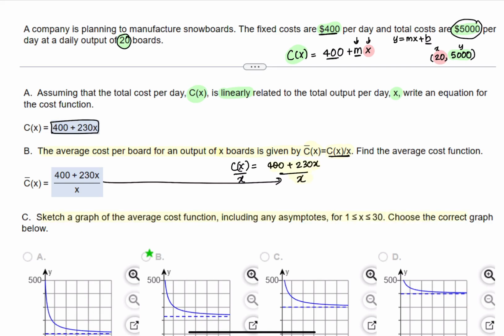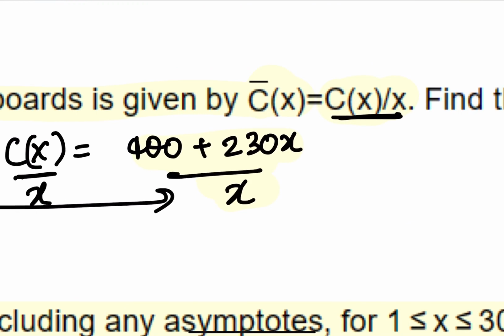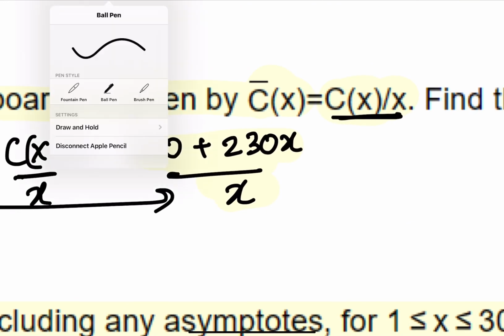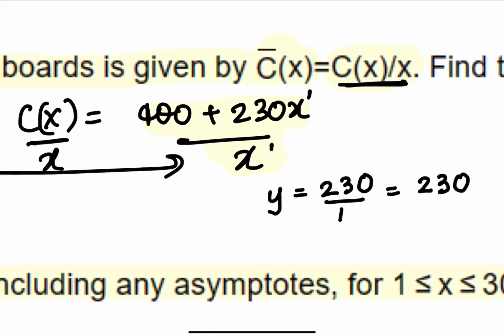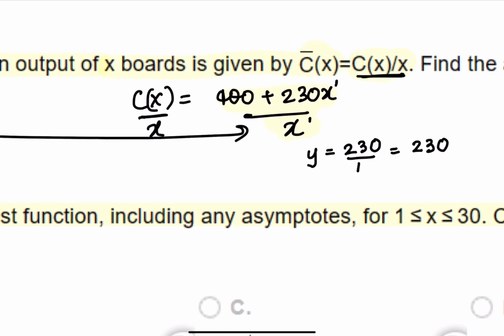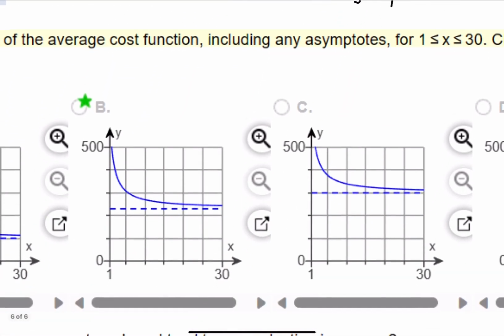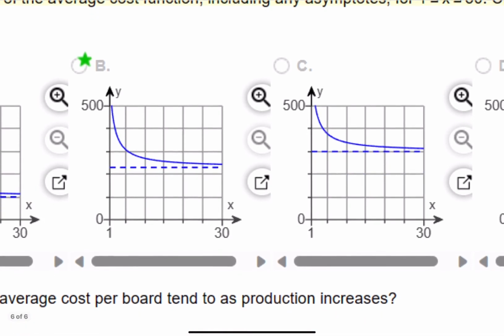Now look closely here. This is a rational function. And the power of the numerator is the same as the power of the denominator. When the power of the numerator is the same as the denominator, my horizontal asymptote is simply going to be the coefficient of the top by the coefficient of the bottom, which is 230. That means I know that my graph has to have a horizontal asymptote at 230. Let's go ahead and take a look.